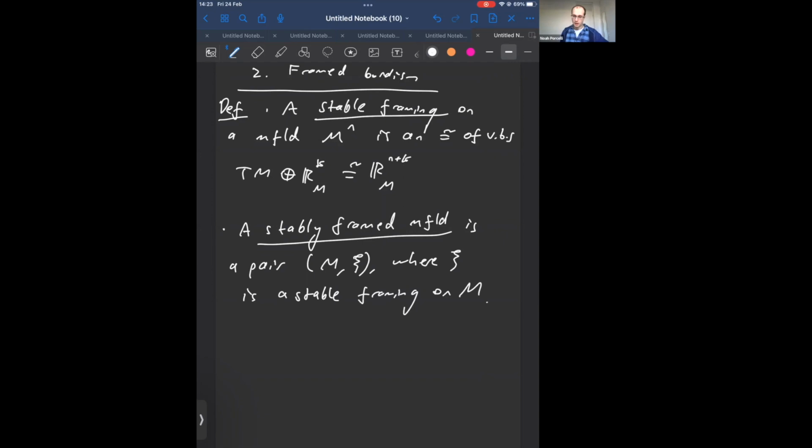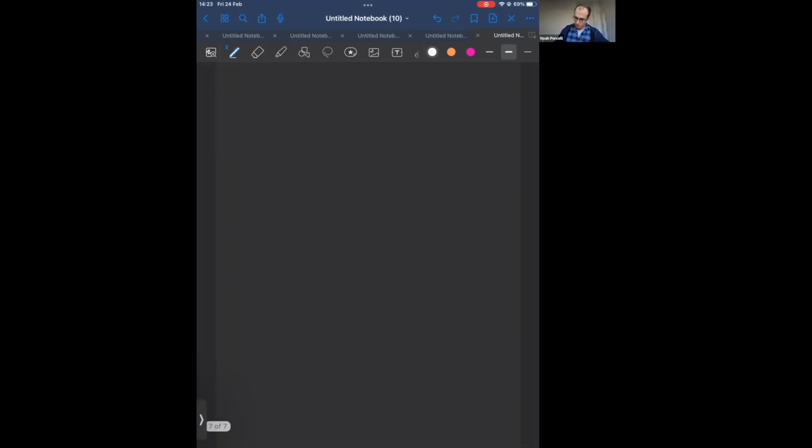On M. Okay. So these might not exist. So given M, there might not be any. Or they might exist but be non-unique. But this is all okay for us today. So let's see some examples. First example is a bit silly. The empty manifold is always a framed manifold.